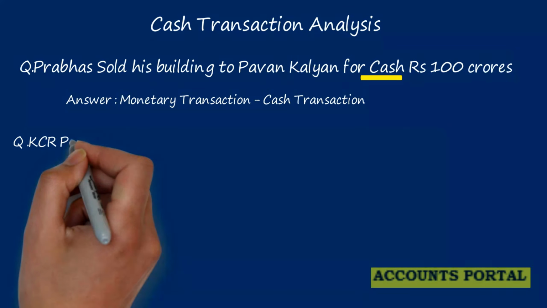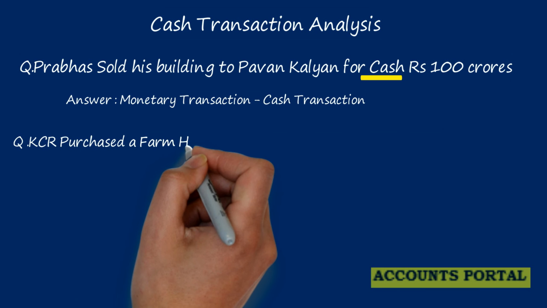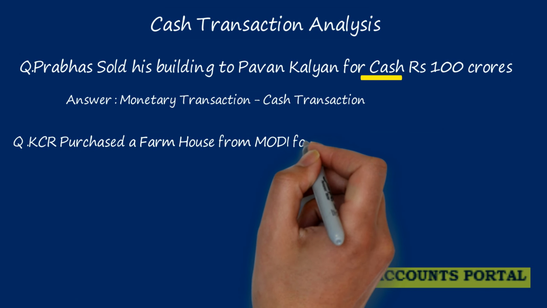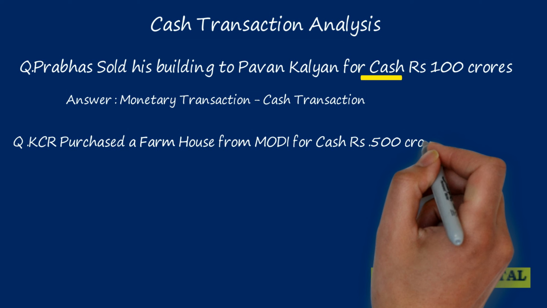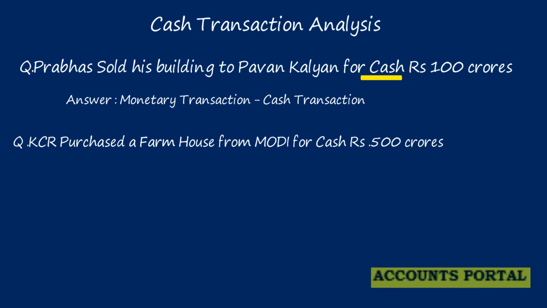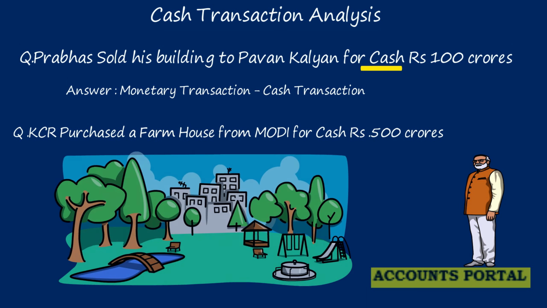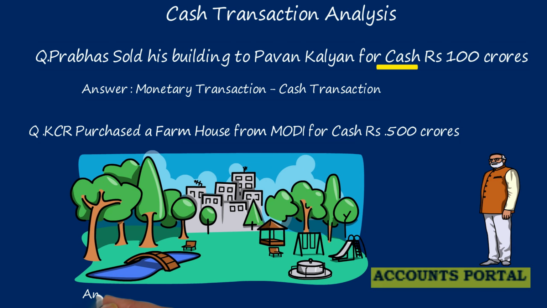Example number 2. KCR purchased a farmhouse from Modi for cash rupees 500 crores. So first identify whether the given transaction is monetary transaction or non-monetary transaction. It is a monetary transaction because the farmhouse value is measured in terms of money, 500 crores. The answer is it's a monetary transaction and it is a cash transaction.